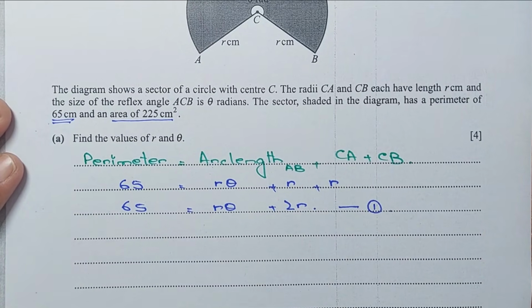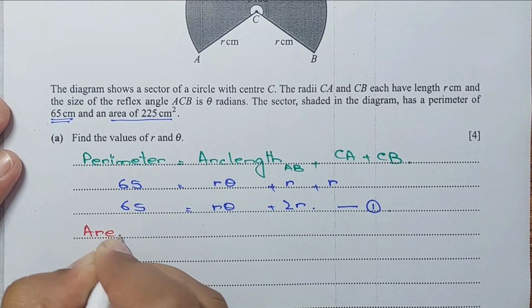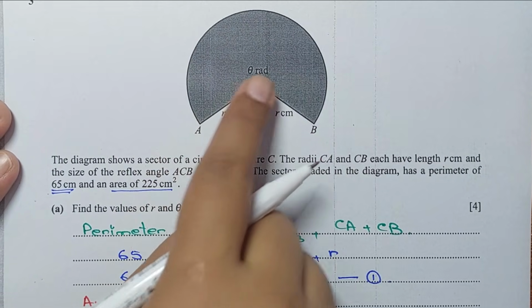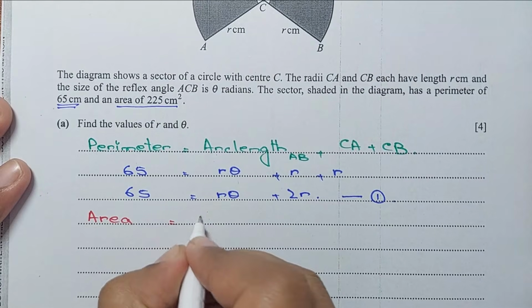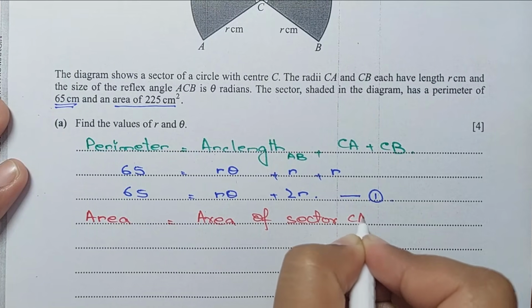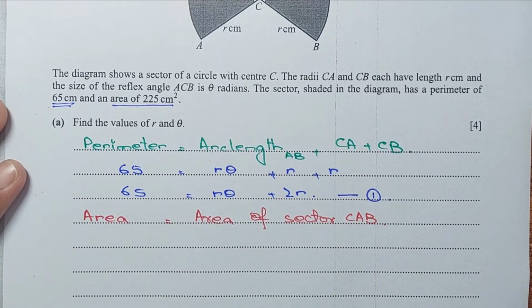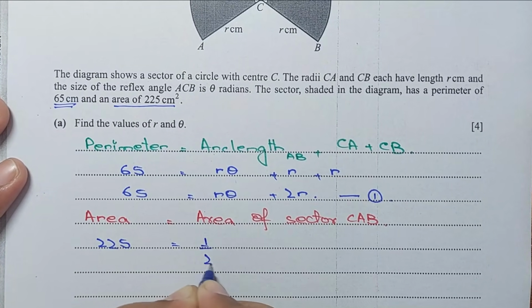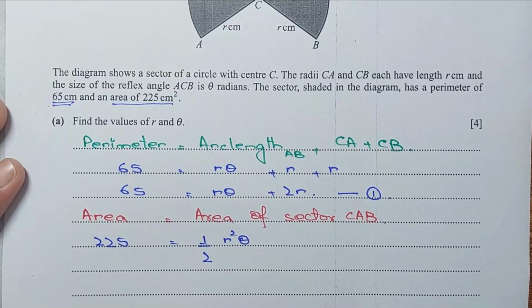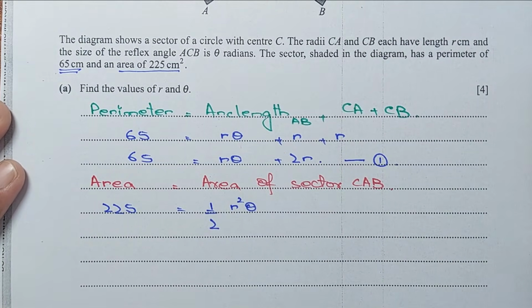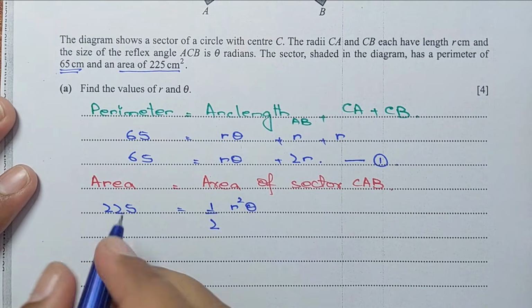Now using the second piece of information that we have, the area. This shaded area is the area of sector CAB. As we know, the shaded area we have been given is 225, and that area is half radius squared theta. Radius is also r and theta is just theta. Okay, so from here you can solve for r or solve for theta and substitute into the first equation to get the value for the other unknown.